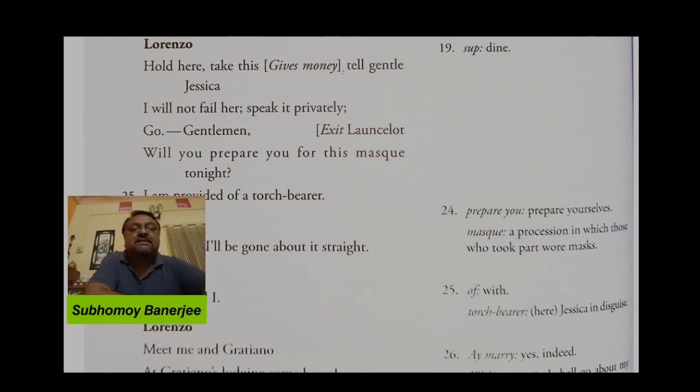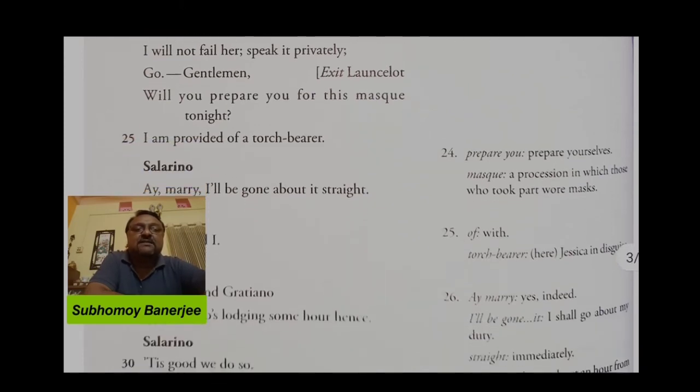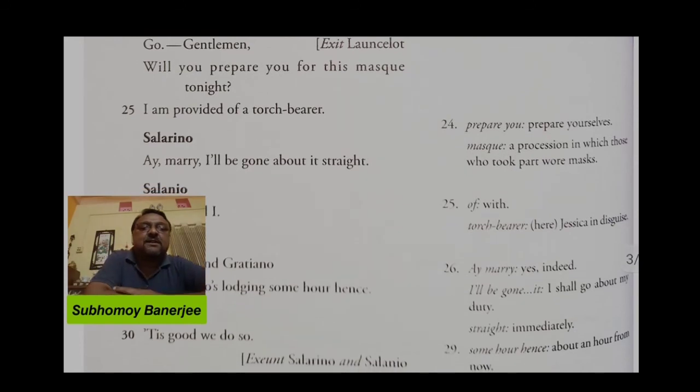In the meantime, exit Lancelot. Lancelot leaves the scene. And he speaks, will you prepare for this masque tonight? Will you prepare yourselves for this procession or the masquerade which we are supposed to have tonight? I am provided of a torch bearer. I have already got my torch bearer.